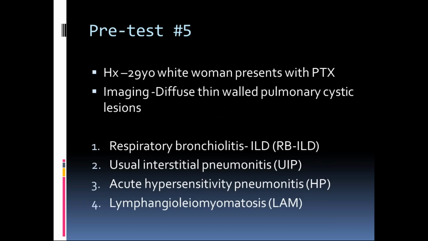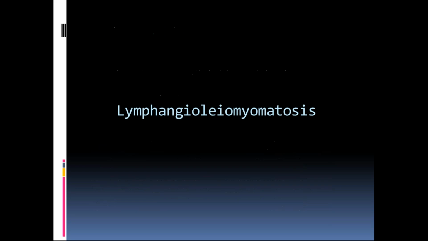So this last one, the pretest number 5, history is a 29-year-old white woman presents with a pneumothorax. The imaging findings are diffuse, thin-walled pulmonary cystic lesions. And the one that we haven't used to round out the pretest answers is lymphangioleiomyomatosis. And at the very end of the lecture, I'll talk about that and one of the other things that accompany that.